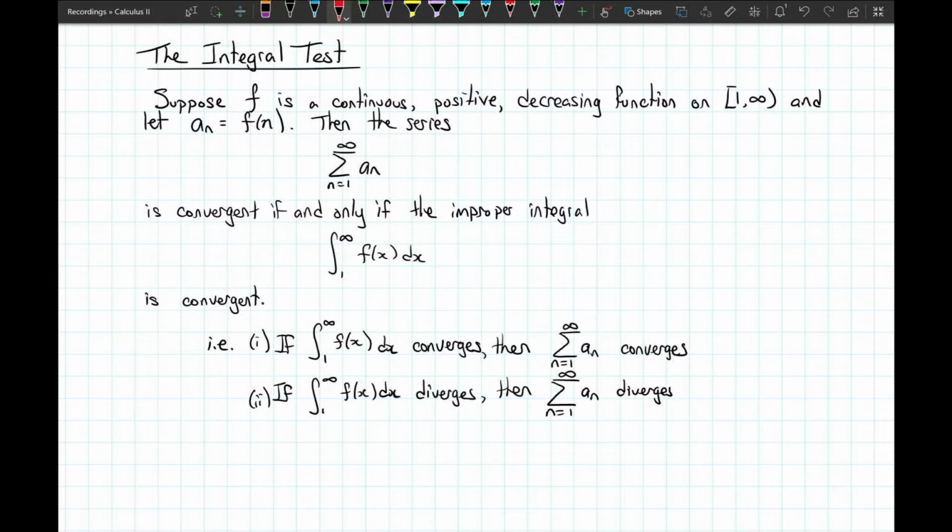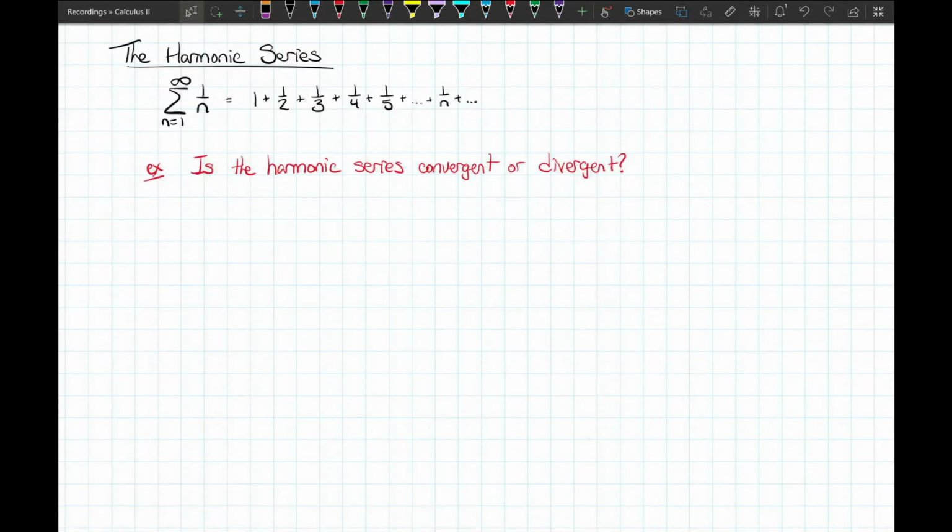To better understand the integral test, let's take a look at an example and see how the integral test is sort of like a visual representation of a series. The harmonic series is a pretty classic example of a series. It's simply the sum from n equals 1 to infinity of 1 over n. So this gives us 1 plus a half plus a third plus a quarter plus a fifth and so on, the nth term just being 1 over n. Now, is the harmonic series convergent or divergent? Let's use the integral test here and then see what that gives us as a visual representation.